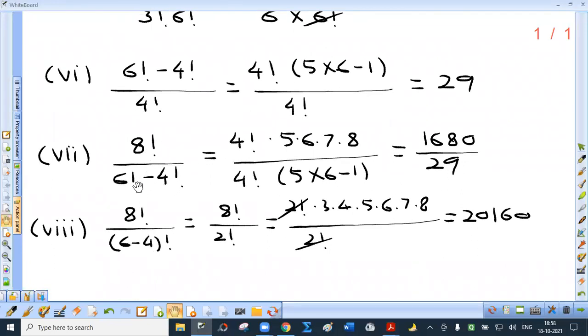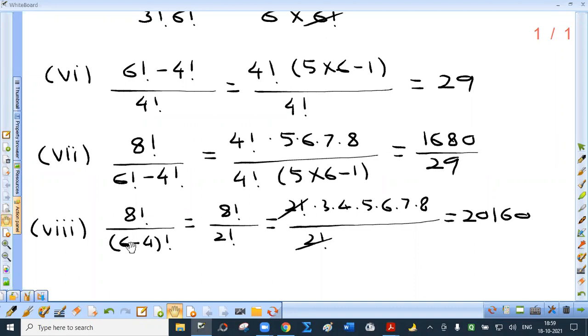Then 8 factorial upon 6 factorial minus 4 factorial. Numerator is 4 factorial. Go on adding 1 unless you get 8. From denominator, take 4 factorial common to get 5 into 6 minus 1. 4 factorial gets cancelled. 1680 upon 29. Don't simplify this further. Don't write this in decimals. Let it be in this form, rational number.